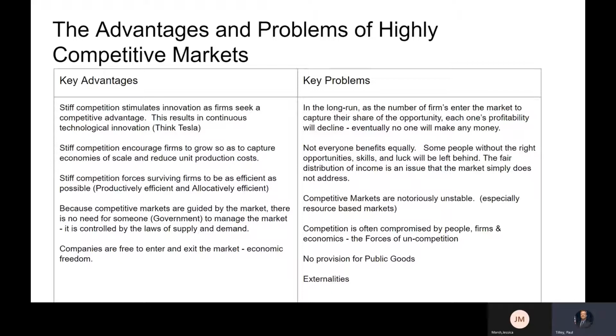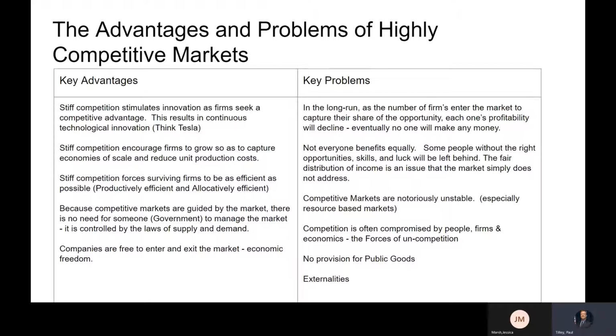Government doesn't have to have a direct finger on the pulse of the economy. The economy will more or less manage itself. That's the theory of it, and that's a big advantage that Adam Smith described. And companies are free to enter and exit the market. Again, we talked about this freedom of entry and exit. These are all considered great advantages.